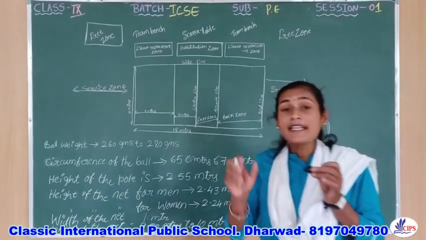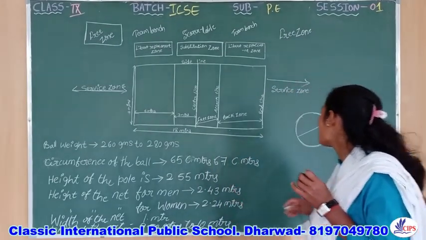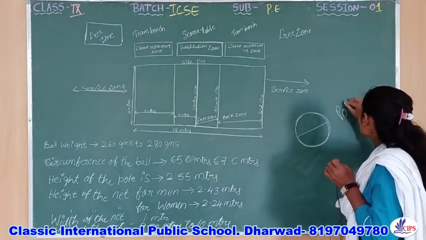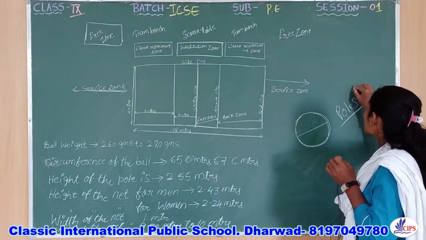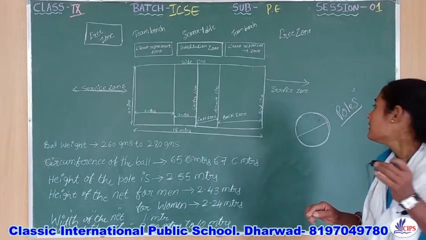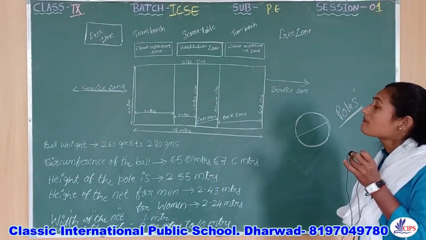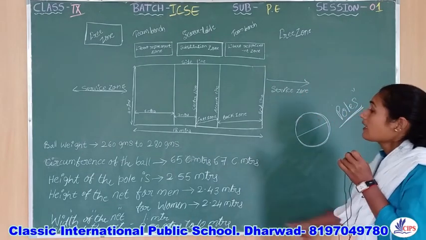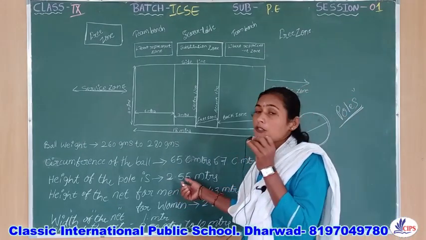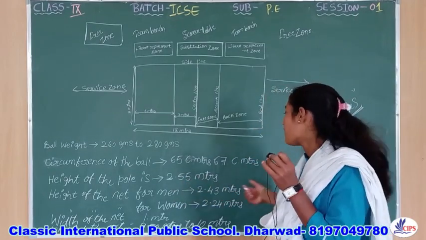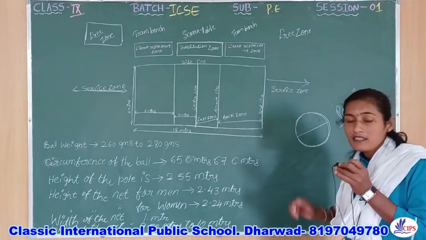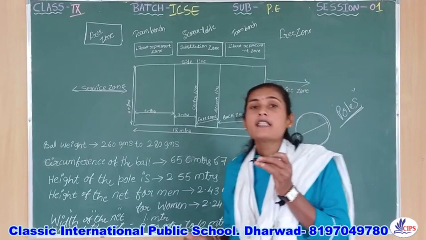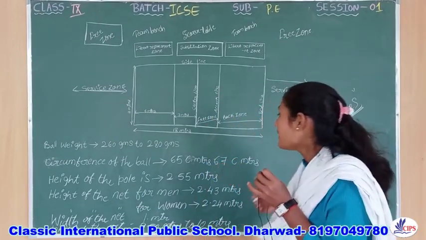Then what is the height of the poles? Poles means, in Kannada, you say kamba. Okay, these are the poles. Then what is the height of the poles? The height of the pole is 2.55 meters from the ground.